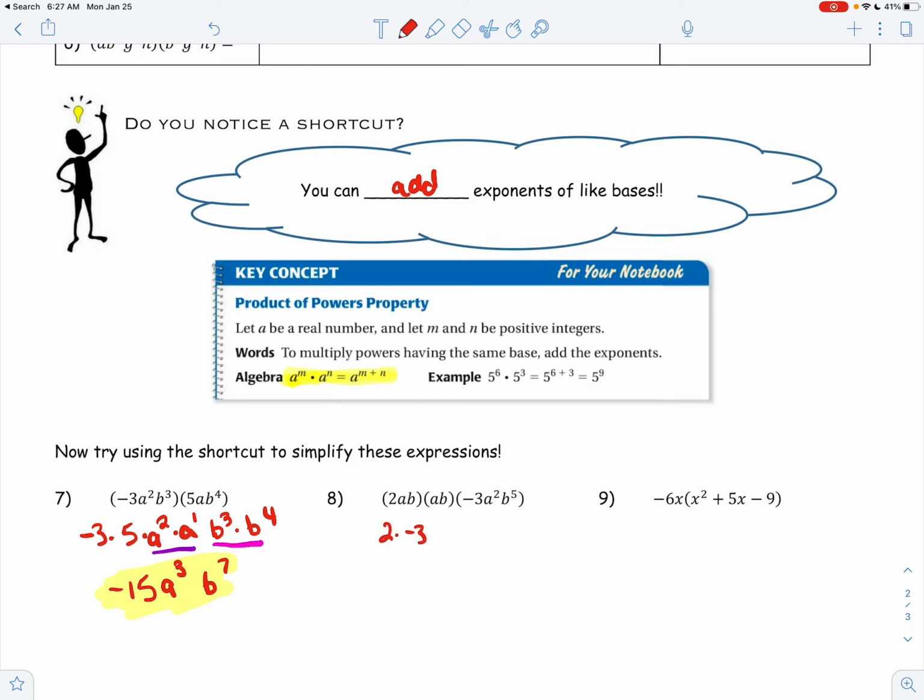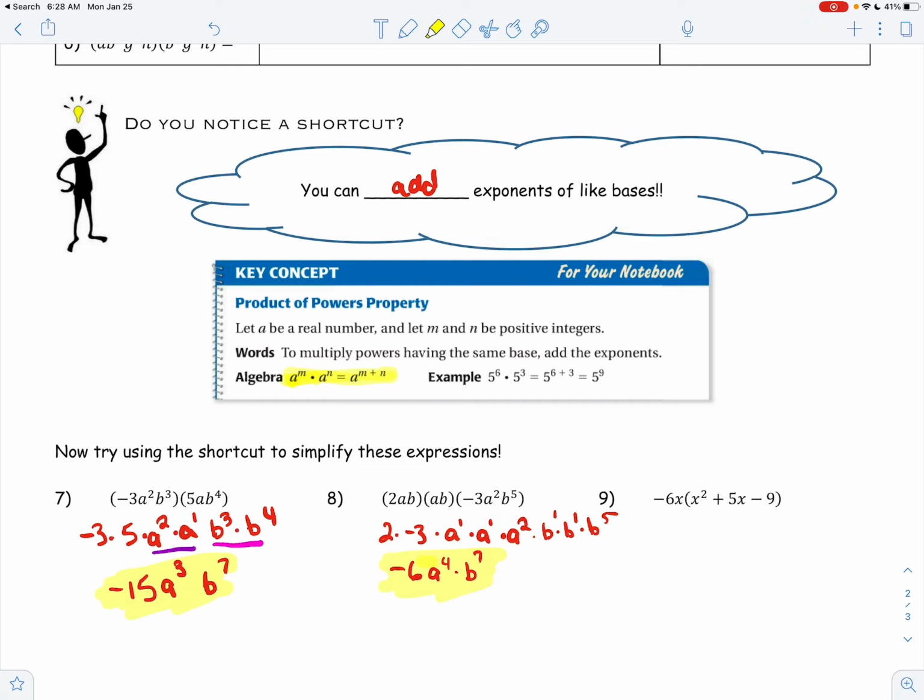And we're going to do the same thing for 8. That'll be 2 times negative 3 times a to the 1 times a to the 1 times a squared times b to the 1 times b to the 1 times b to the 5th. 2 times negative 3 is negative 6. And then 1 plus 1 plus 2 is a to the 4th times b to the 7th. Because we added 1 plus 1 plus 5. And there we go.